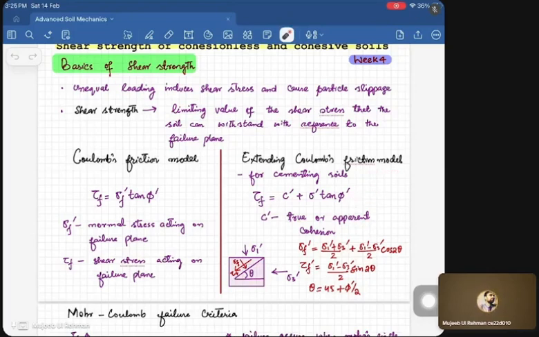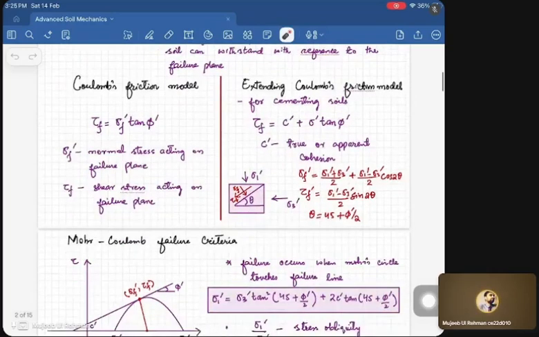Now, if the sample is subjected to two principal stresses in the lateral direction and the vertical direction, and we are supposed to determine the failure stresses at a plane inclined at theta with respect to the horizontal, it is given by sigma f dash is equal to (sigma 1 dash plus sigma 3 dash) by 2 plus (sigma 1 dash minus sigma 3 dash) by 2 cos 2 theta, and tau f, the failure shear stress, is given by (sigma 1 dash minus sigma 3 dash) divided by 2 sine 2 theta, where theta is 45 plus phi by 2.